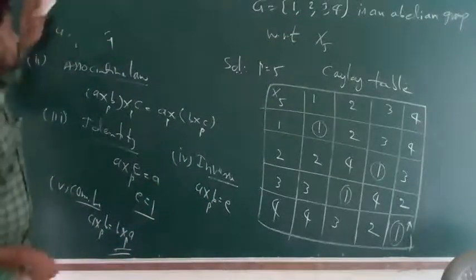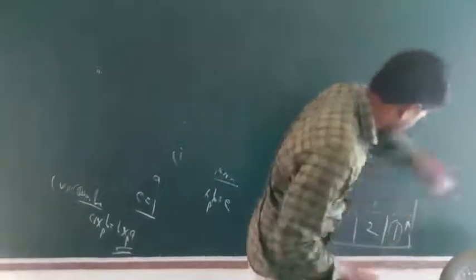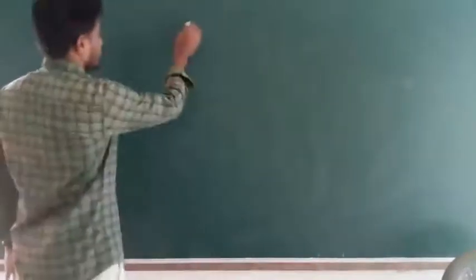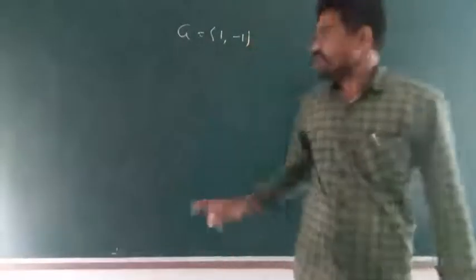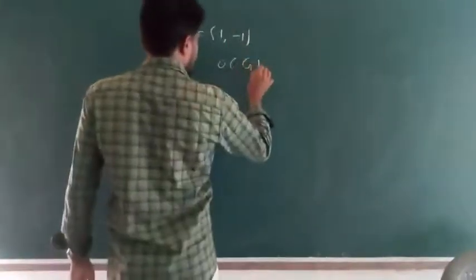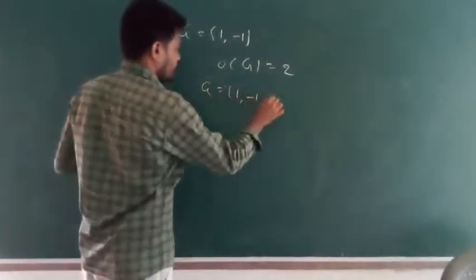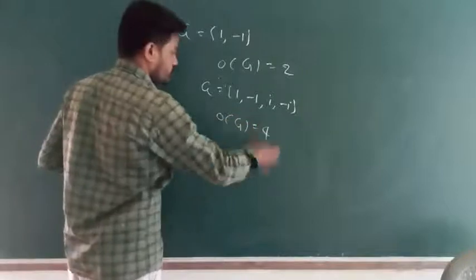Next, definition. G is equal to 1 comma minus 1 is a group, and what does order mean? How many elements are in the set form? 1, 2. So order of G is equal to 2. You can also select G is equal to 1, minus 1, I, minus I. How many elements? 1, 2, 3, 4. Order of G is equal to 4.